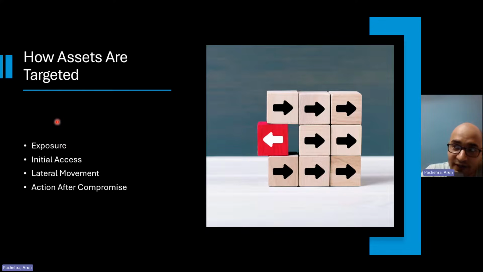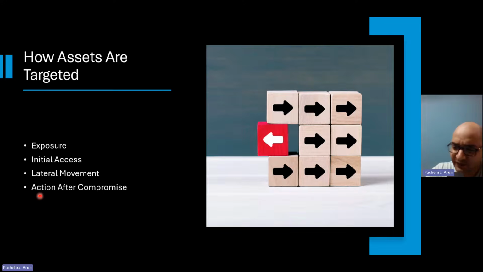And once they are inside, they try to go unnoticed as they check out the building, which is your initial access. Then they move from room to room searching for valuables, that is your lateral movement. And finally, they grab what they want and just leave, causing damage on their way out, which is action after compromise. So let's talk about these.